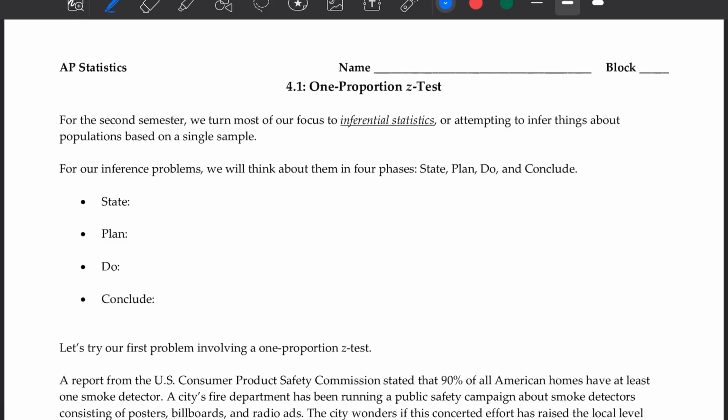So when it comes to inference problems, it's done in four chunks. We have four phases: state, plan, do, and conclude. So what does the state phase look like? State phase is to state the hypotheses in this particular case and define variables. Right now, that might seem obvious because we'll be dealing with only one, as you can see, one proportion. So from the problem, it'll be obvious what it is.